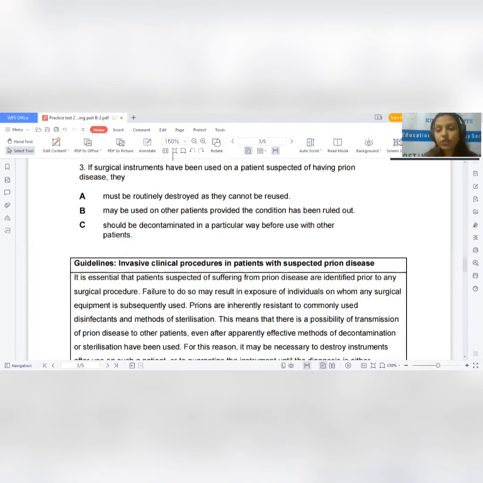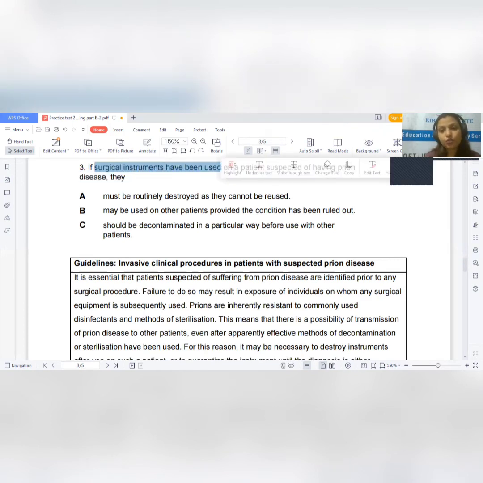Okay, if we are using surgical instruments on the patient diagnosed with prion disease or suspected to have prion disease, what should be done with those instruments? So my question is, surgical instruments used on the patient with prion disease. It is important to underline or highlight the keywords. Now I will move to the text.